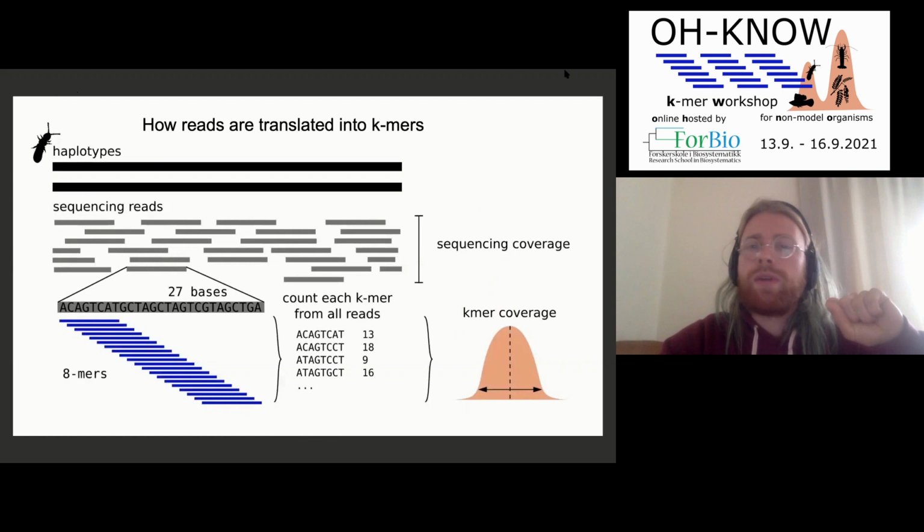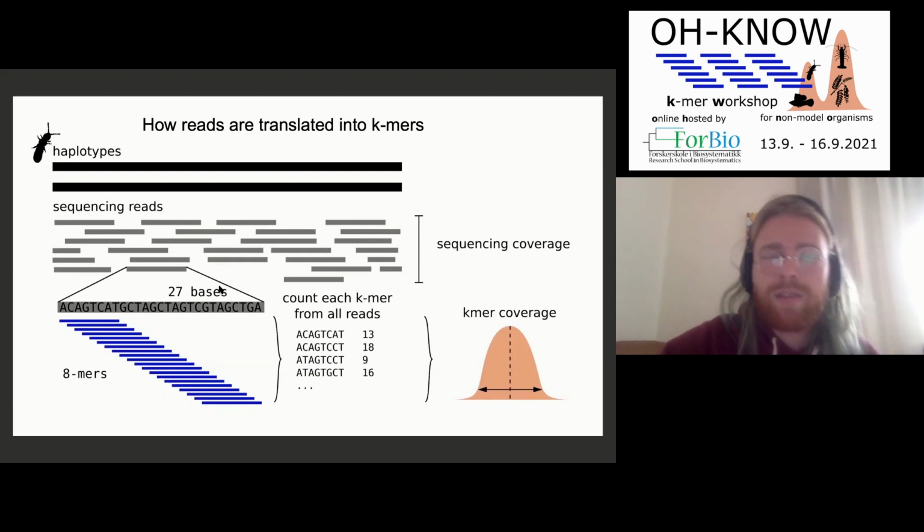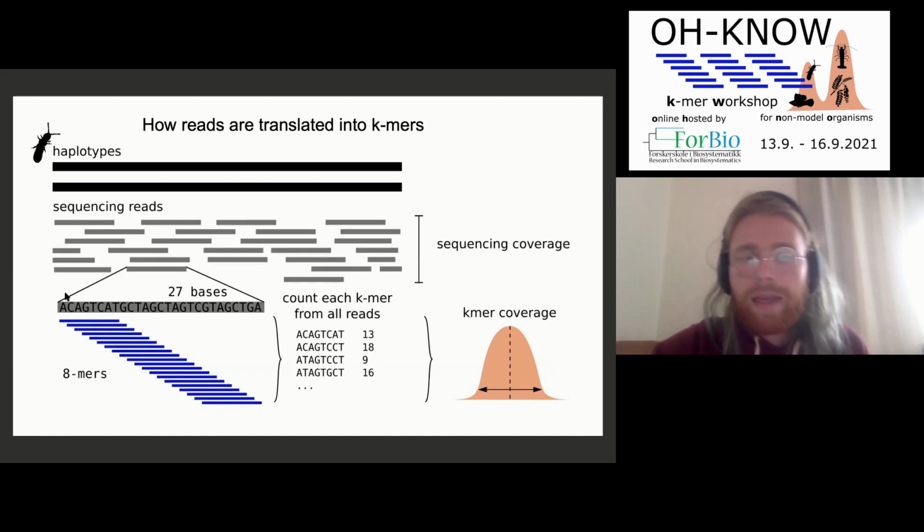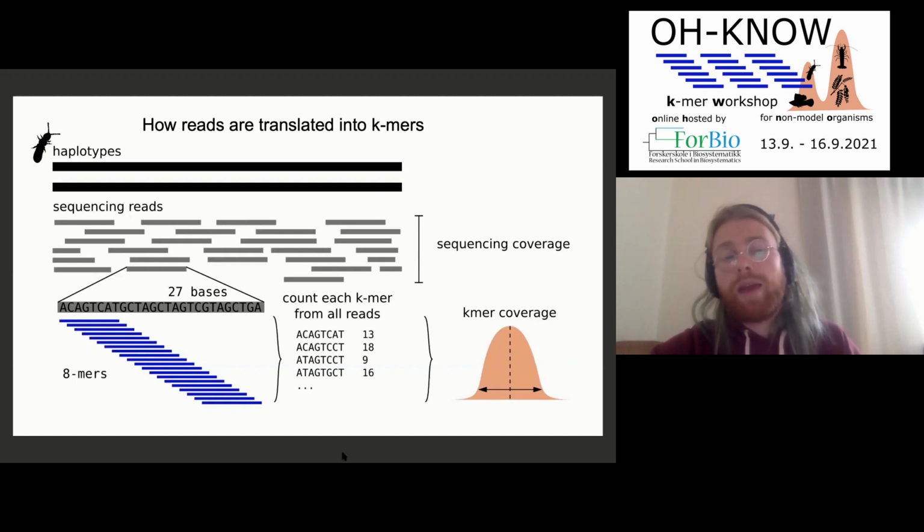So I did show you the sequencing process where we have the two original haplotypes that are represented with sequencing reads. And so basically counting the Kmers in your read set is not that complicated. You have just, in this example, a read of 27 bases. Okay, I do admit this is a bit old-fashioned. These days you usually have reads more than 100 bases long. And in this example, the read is decomposed into all possible 8-mers.